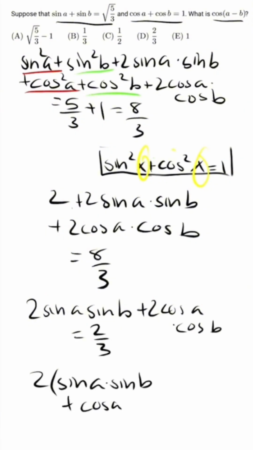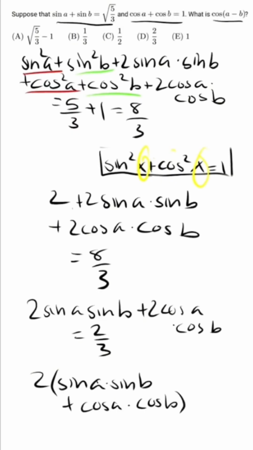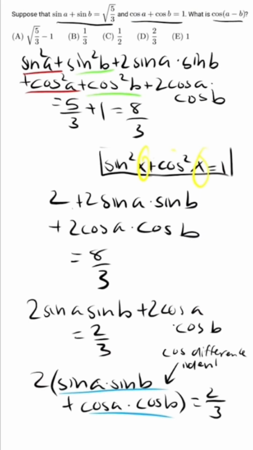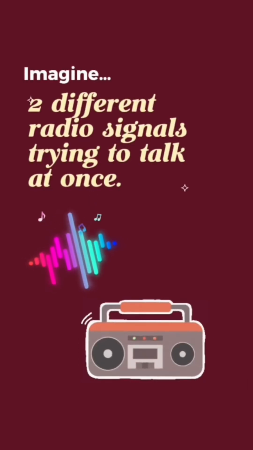Factoring 2 out of the equation, we get 2 times sine A sine B plus cosine A cosine B equals 2/3. But notice anything about the things in the parentheses? It's the same as the cosine difference identity. So using that, we can make the things in the parentheses cosine A minus B, which equals 1/3. Our answer is B.